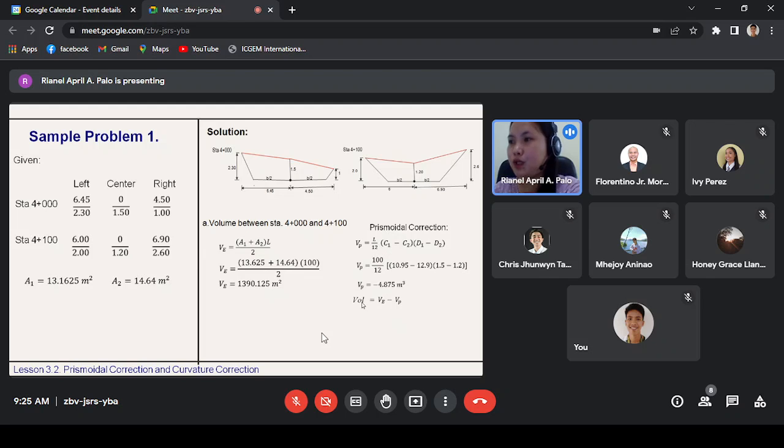Then again, our computed volume for the corrected volume is the volume sa atong end area minus sa volume sa atong prismoidal correction. Since negative man siya, ato na po siya substitute sa formula. So, for the corrected volume is equals to 1390.125 minus negative 4.875.